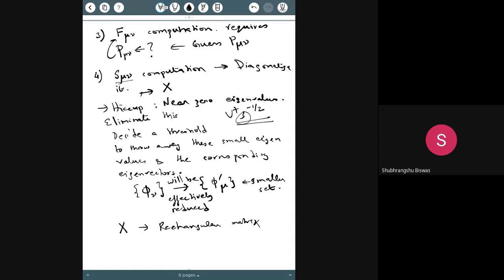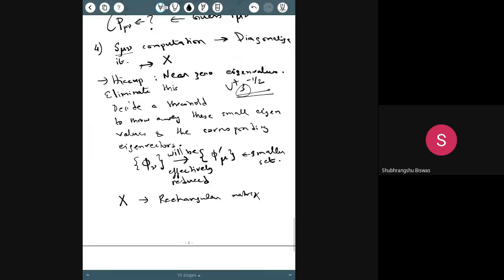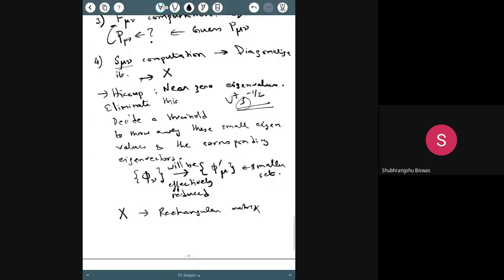X is U dagger s to the power minus half. X is rectangular. Yes, so X will become rectangular. Yes, that is it. So you have to take care of that.